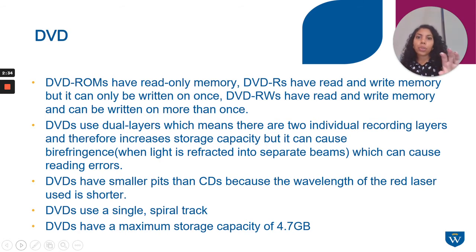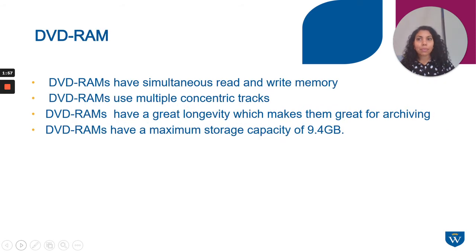DVDs. Again, I'm not going to read that first bullet point, really similar to CDs. Now for DVDs, this is the difference here, okay, it uses dual layers. This means that there are 2 individual recording layers. So this increases the storage capacity, but it can cause something called birefringence, which is when light is refracted into separate beams, and that can cause reading errors. Opposite to what we saw with CDs, DVDs have smaller pits. They also use a single spiral track, and their maximum storage capacity is 4.7 gigabytes.